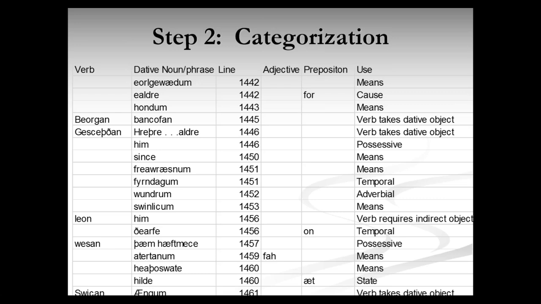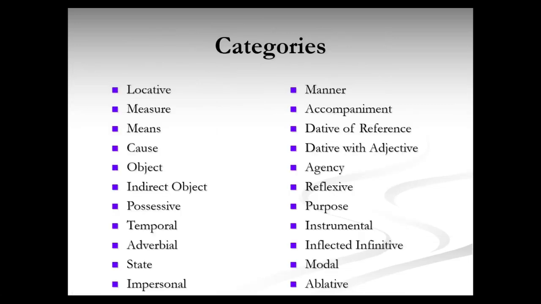Some of them were dependent on the verbs, and some of them were not. Some of them were just other uses for the dative. So the 22 categories that I came up with are listed here. There's no right or wrong. I've seen many different categorizations.